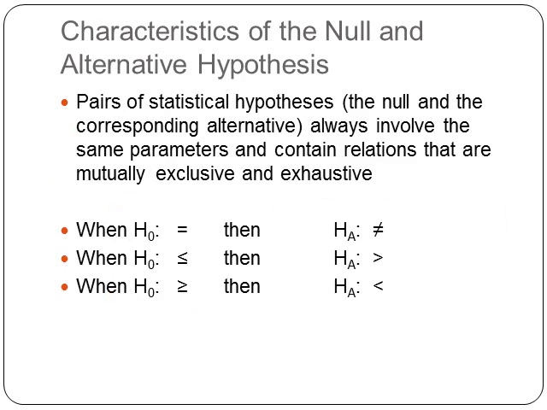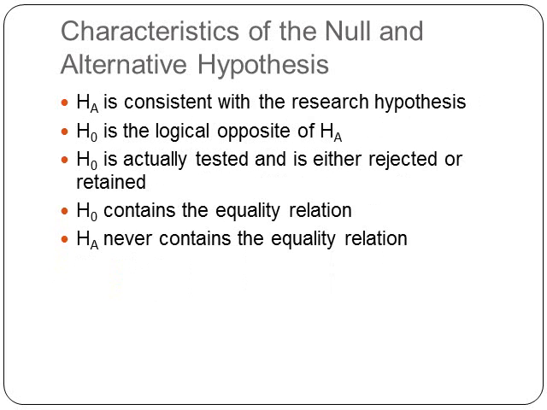Characteristics further: we have these pairs. This is how one can set up these pairs so that we have mutually exclusive and exhaustive hypotheses. That is, the null and alternative don't overlap, and they cover all possibilities. So the null has an equal sign, and the alternative will be an inequality. If we have a less than or equal to for the null, it'll be a greater than sign for the alternative, etc.